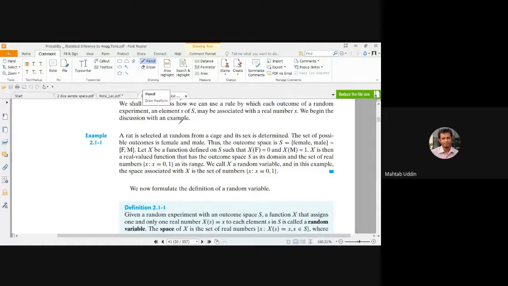It has been said, a rat is selected at random from a cage, and sex is determined, whether it is male or female. We know there are only 2 sexes, right? Female and male. How many natural genders? Only 2. Male and female.